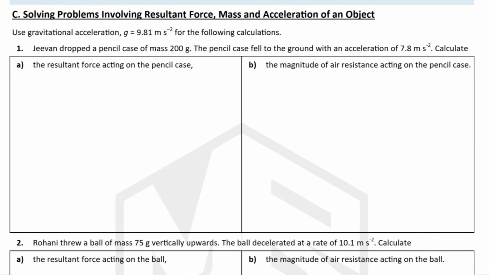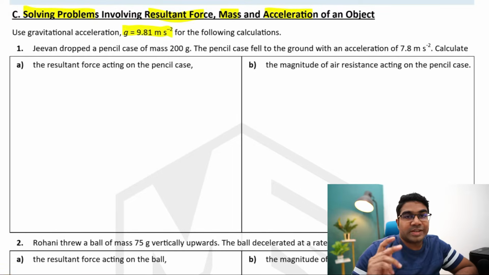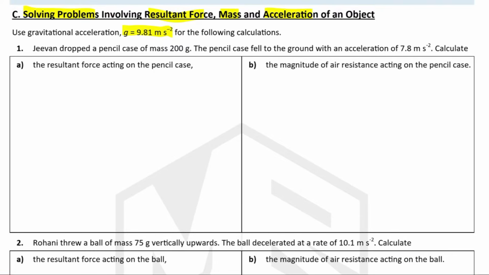Let's go on. Solving problems involving resultant force, mass and acceleration of an object. In these examples, we are going to use gravitational acceleration as 9.81 meters per second squared. Let's look at number 1. Jeevan dropped a pencil case of mass 200 grams. The pencil case fell to the ground with an acceleration of 7.8 meters per second squared. Calculate the resultant force acting on the pencil case.